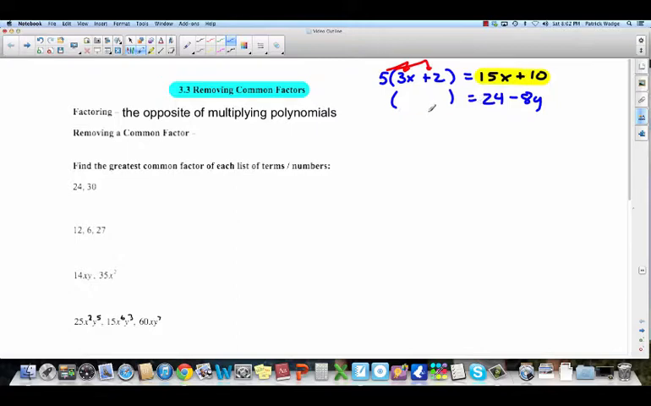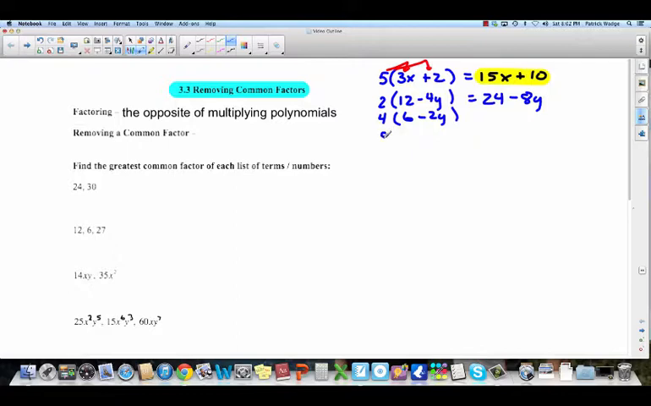Now, there's different answers. Some of you might say, well, I would put a 2 out front and then a 12 here and minus 4y here, and it would work. 2 times 12 is 24, 2 times negative 4y is negative 8y. Others of you might say, no, I'd put a 4 here. So you'd get 4, and then you'd have 6 minus 2y. That works too. 4 times 6 is 24, 4 times negative 2y is negative 8y.